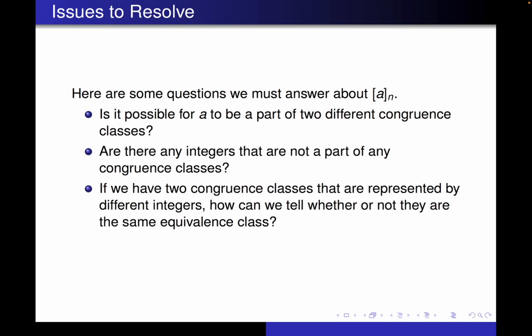And if we have 2 congruence classes, or we think we have 2 congruence classes that happen to be represented by different integers, how do we tell whether or not they are actually the same equivalence class? Because it could be that they're 2 different equivalence classes. It could be that they're just the same equivalence class represented by different numbers in that equivalence class. If I take the same team and switch the team captains, that gives me the same equivalence class. How can I test whether or not that actually happens between 2 congruence classes?